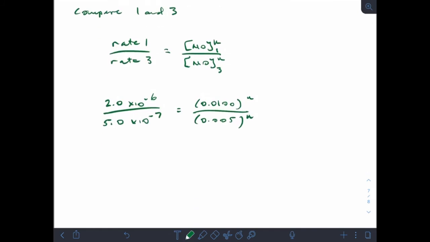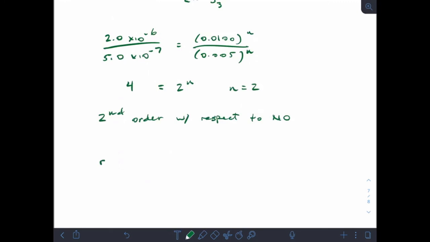All right, and what we're going to find is this equals 4 equals 2 to the N. So N equals 2. And with that, we say this is second order with respect to NO. Okay, so what I'm going to do now is plug those values into my rate law. So my rate equals K, O2 to the 1, which we don't have to write the 1, it just means that it's to the first power, and times NO to the second power.